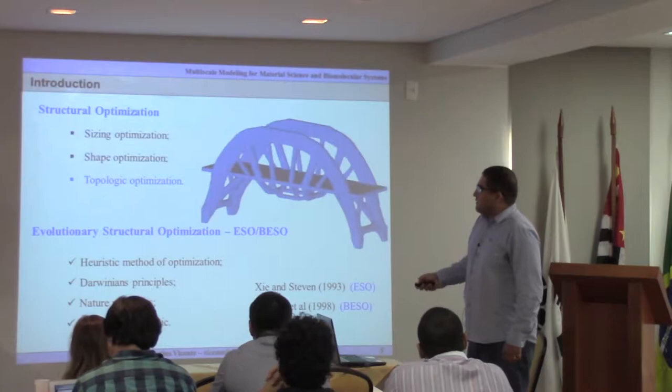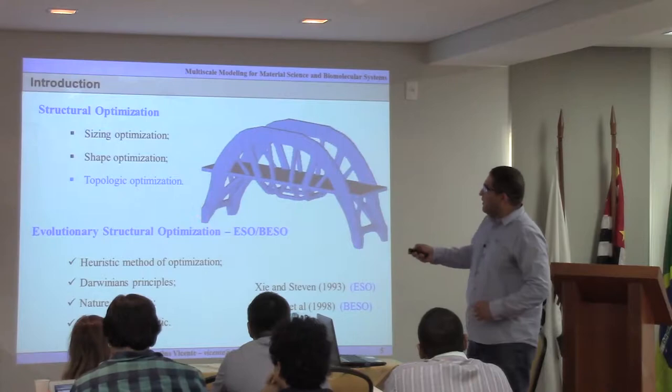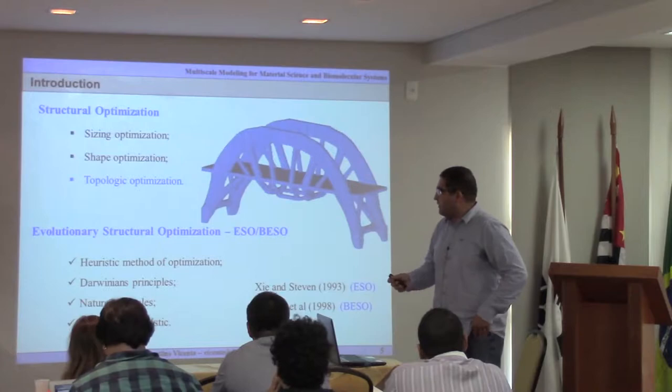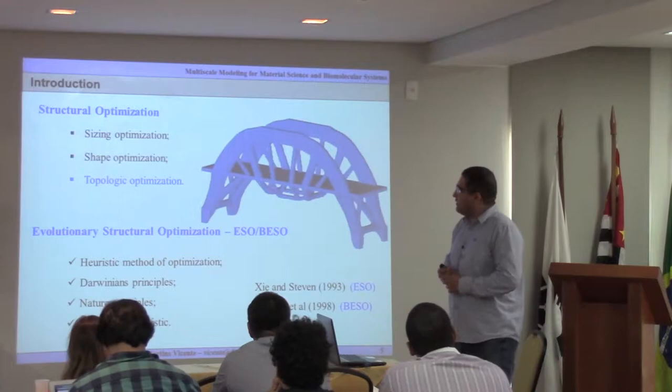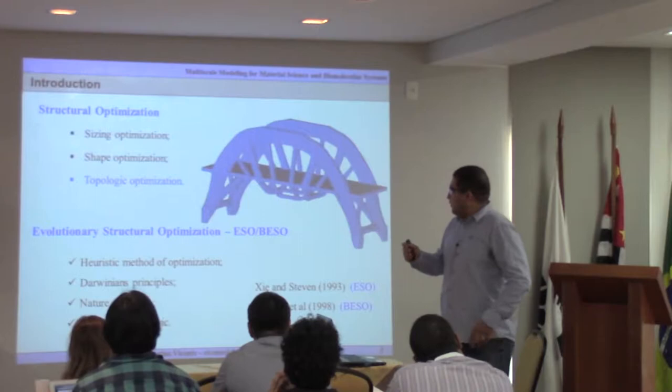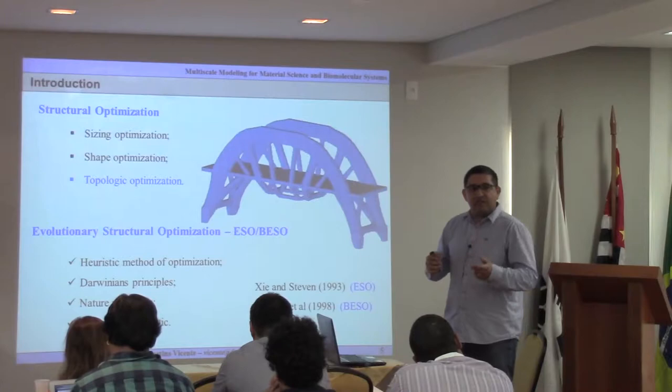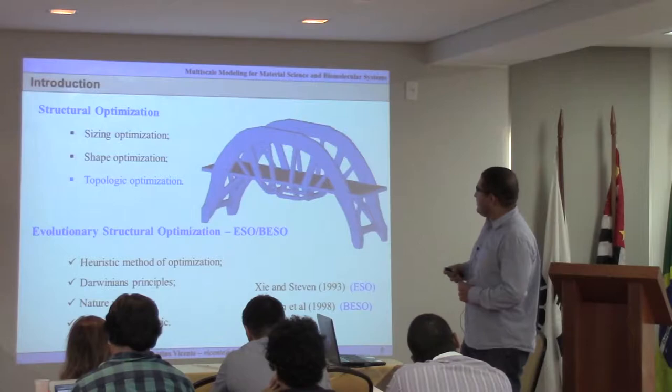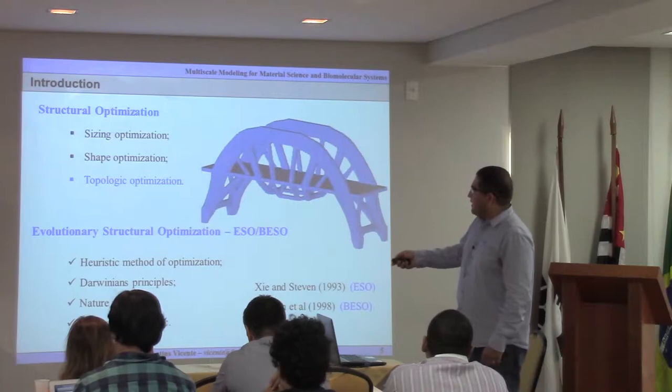Inside structure optimization, we have three kinds of optimization. In sizing optimization, we change the parameters of our structures. In shape optimization, we change the external border of the structure. And topology optimization is the method that we are using now. So as we can see, we can start from a volume, do finite element analysis of the structure, and remove the inefficient part of that structure. You can come from a structure like this. This is a bridge from previous work that we have done. The evolutionary structural optimization was already explained.